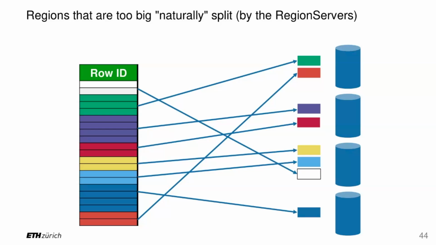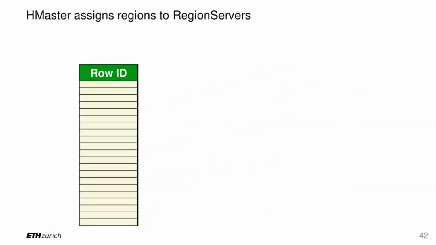What's going to happen after it has been split is that the same region server that split the region might be overloaded, has too many regions to take care of. Yes, we have a question. Is a region a range of rows, or a range of rows and column families? It's a range of rows.